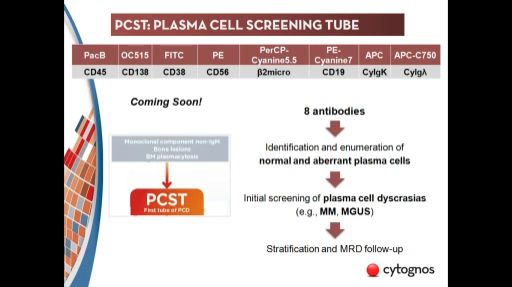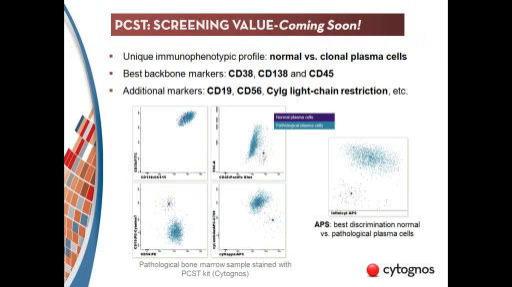Thanks to the PCST and a unique immunophenotypic profile, we can distinguish with this tube between normal and clonal plasma cells. The backbone markers that we have for the identification of plasma cells are the best ones selected by the EuroFlow, so 38, 138, and 45. And then thanks to the additional markers, we can characterize these plasma cells: 19, 56, and the light chain restrictions.